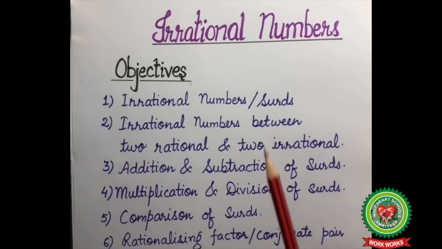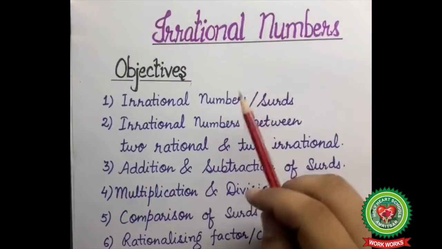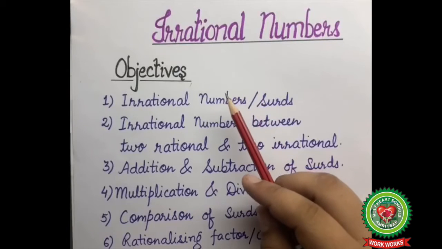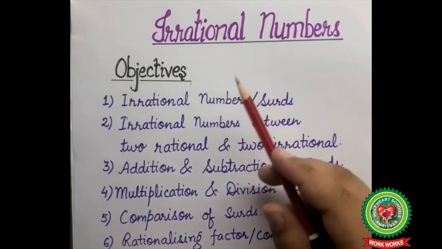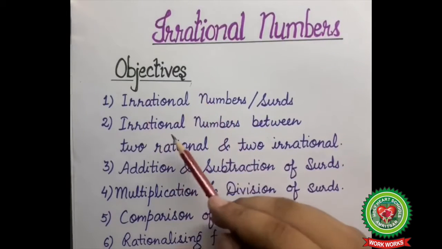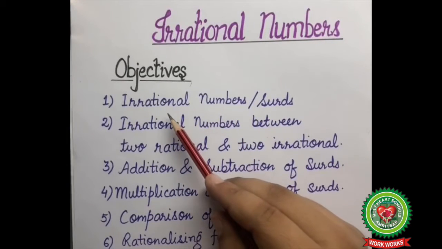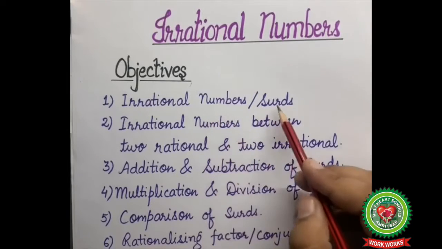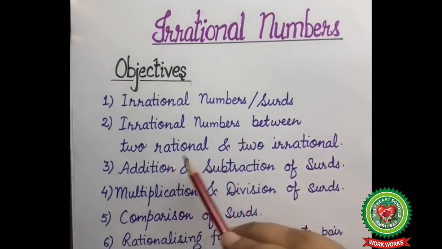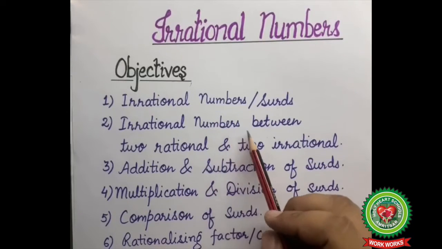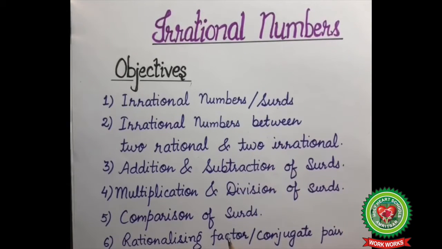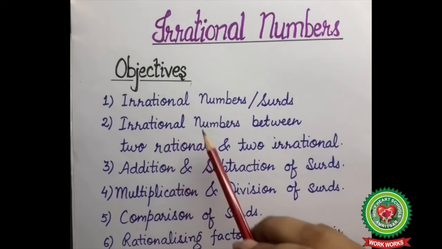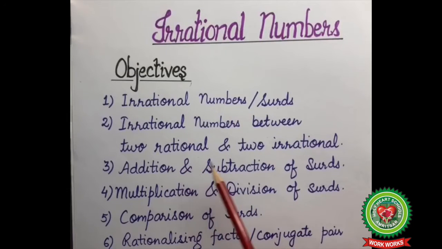Let us discuss the topic irrational numbers. But before discussing the topic, let us discuss the objectives of this topic. The first objective is that we are going to understand what irrational numbers or surds are. Number two, irrational numbers between two rational numbers or two irrational numbers, that is, how to insert irrational numbers between two rational numbers and two irrational numbers.